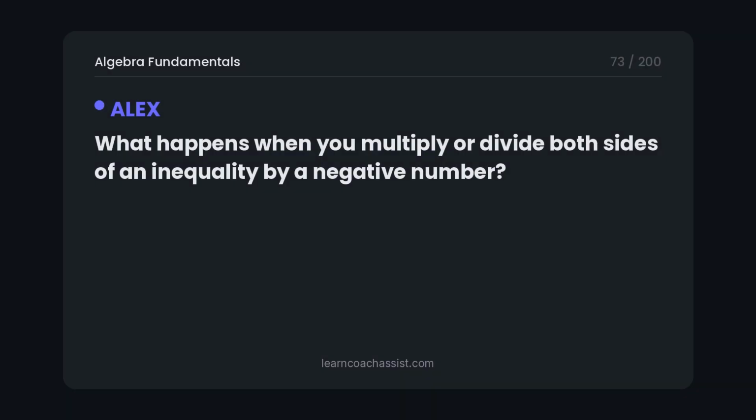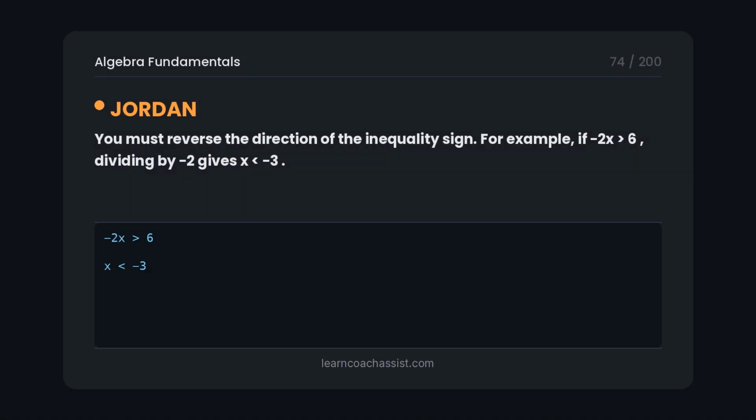What happens when you multiply or divide both sides of an inequality by a negative number? You must reverse the direction of the inequality sign. For example, if −2x > 6, dividing by −2 gives x < −3.